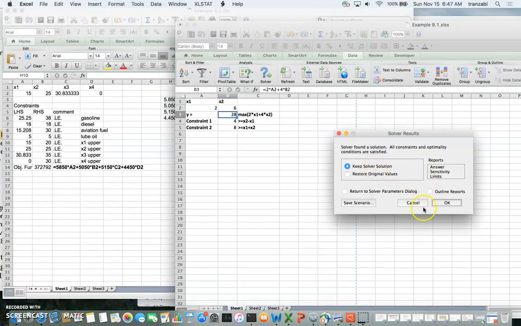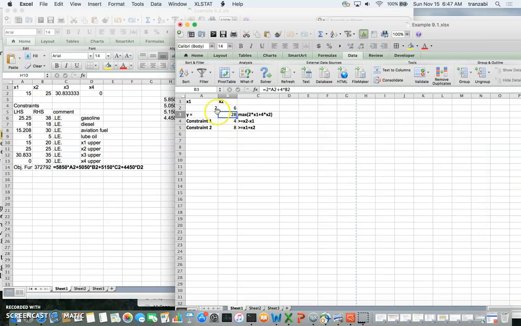So let me just let this window go. It says keep solver solution. Yes, so I'm going to keep it. If you don't want to keep these solutions, you cancel it. If you cancel it, it goes back to the initial guess that I put. I want to keep it because I think this is the solution I like. I'm going to click OK. So I kept the solution.